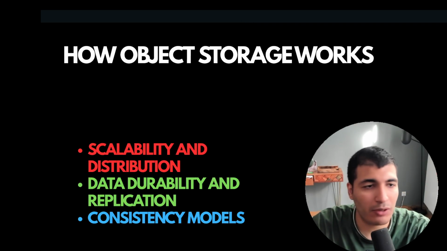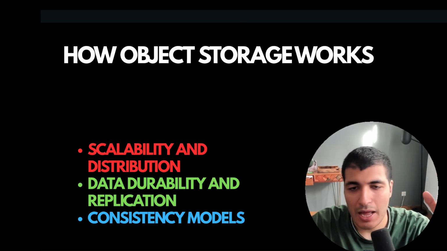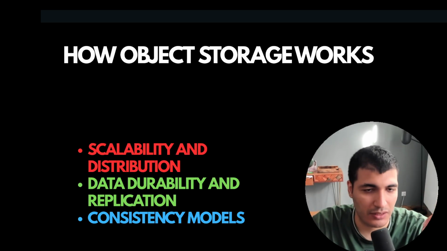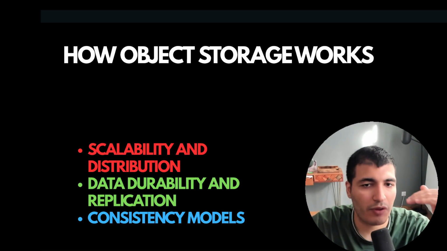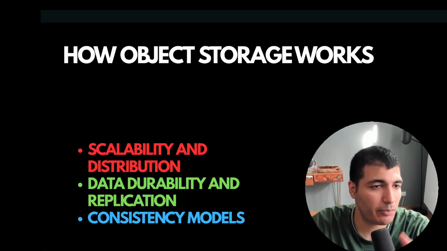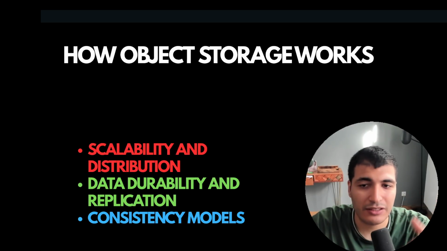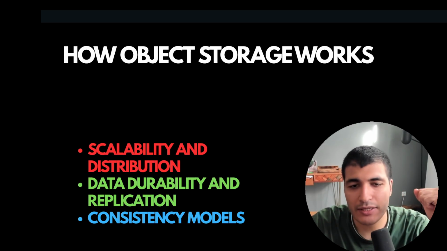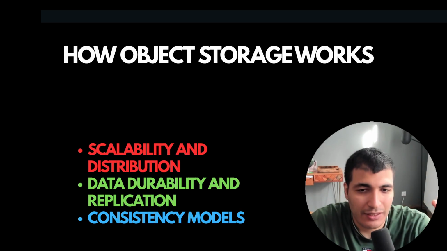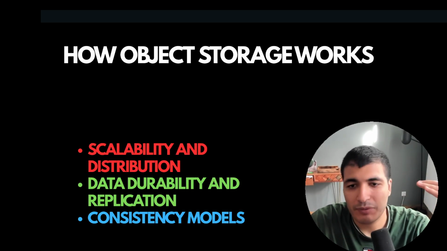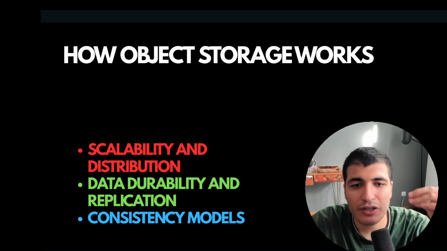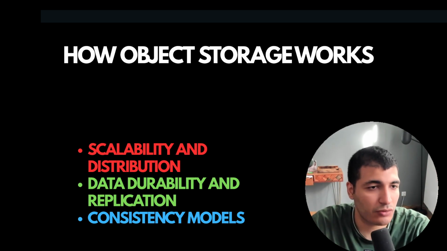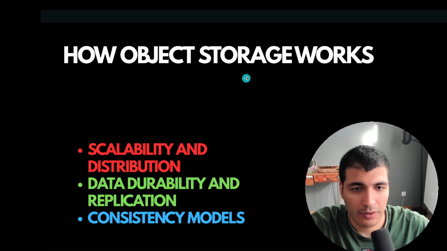Number two, we have data durability and replication. We talked about durability earlier, and object storage systems take this very seriously. A common way to achieve this is through data replication. This means that each object isn't just stored on one node. It's stored redundantly on multiple nodes, and sometimes even in different physical locations, which means different data centers.